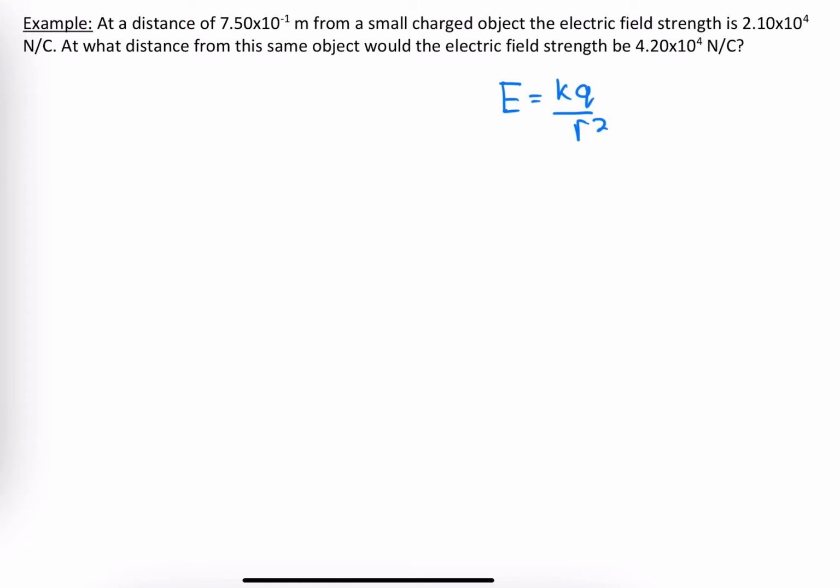And I think a little bit of a diagram here would probably be useful. So I have a charged object, Q. And if I go this distance from it, the electric field that it creates has a strength of that.